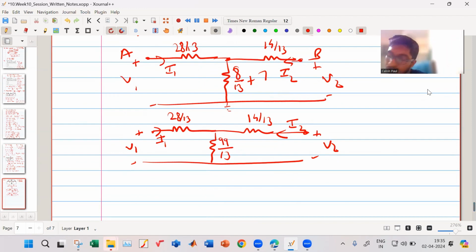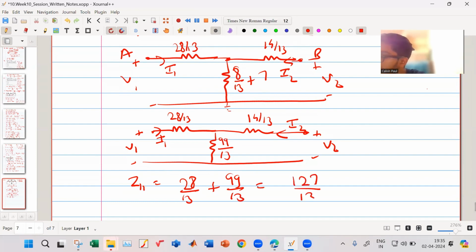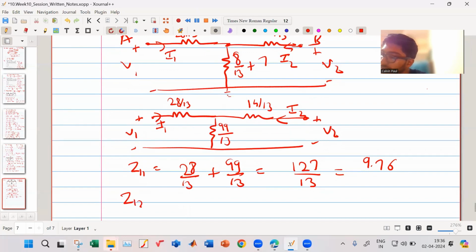What is my Z11? Sir, Z11 is equal to ZA plus ZB, 28 by 13 plus 99 by 13, which is equal to 127 by 13. What is 127 by 13? Nine point seven six. What is Z12? Sir, Z12 equal to Z21 equal to minus 99 by 13. Why minus?